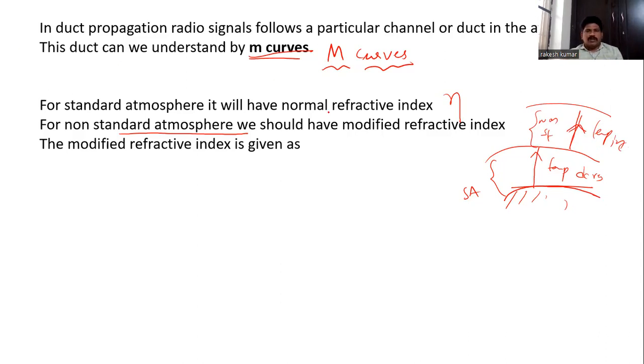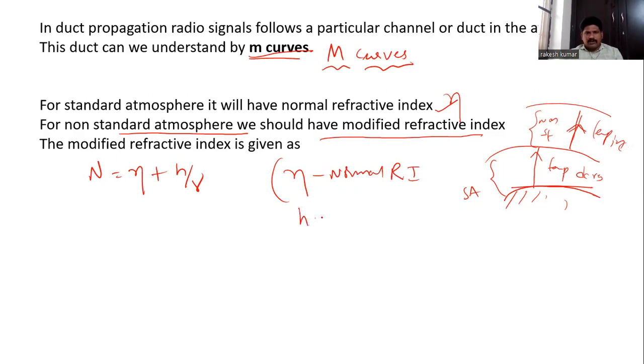So for standard atmosphere, the normal refractive index is sufficient. For non-standard atmosphere, we should have a modified refractive index. The modified refractive index is given as N equals n plus h by R. Here n is the actual or normal refractive index, h is the height above the Earth surface, and R is the radius of the Earth.